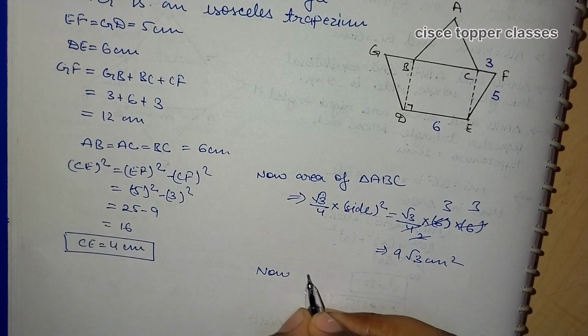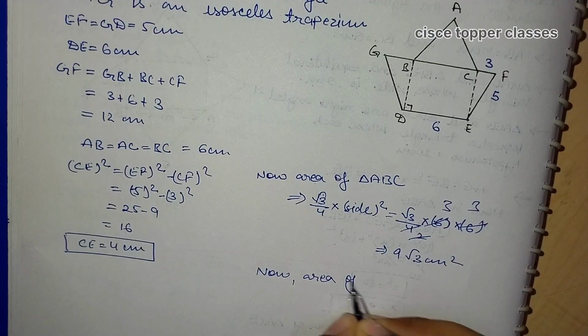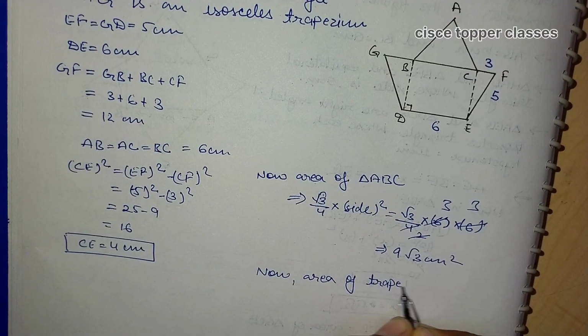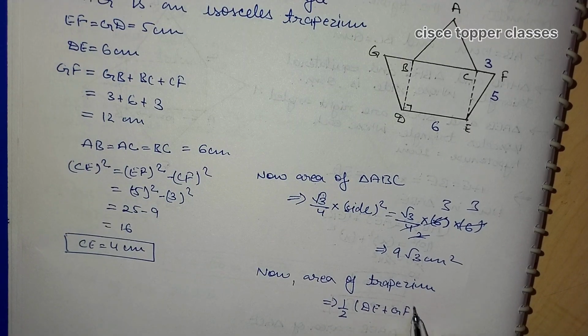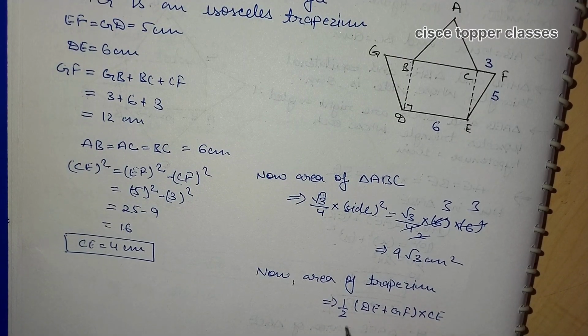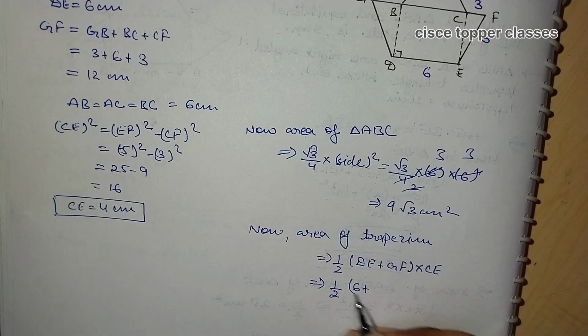Now area of trapezium. Area of trapezium is equal to half DE plus GF into CE. So this will be parallel sides means half DE is 6 plus GF. GF is, so here it will be 6 plus 12 into CE.